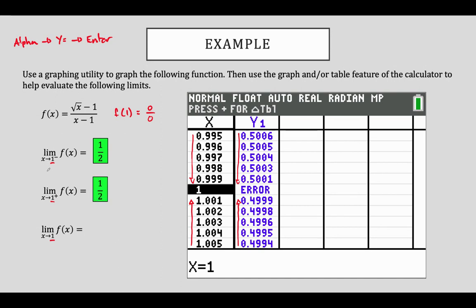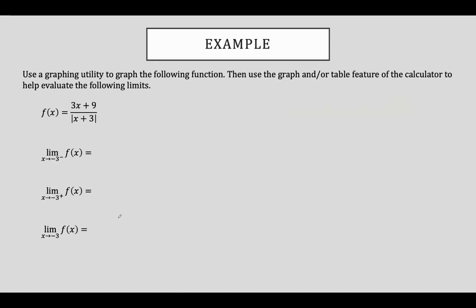So the limit as x approaches 1 from the left and the limit as x approaches 1 from the right both equal 1/2. Because the limit from the left and right are the same, we can confirm that the limit as x approaches 1 of f of x is equal to 1/2. As my x values approach 1, my y values get closer and closer to 1/2. Let's try one more here.